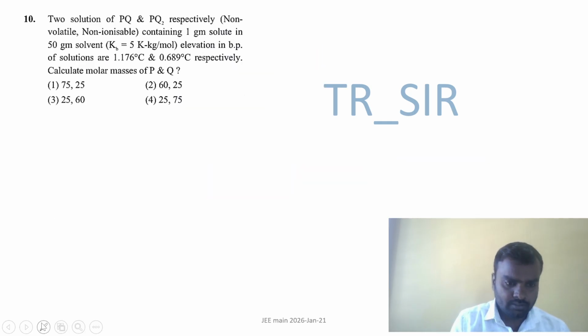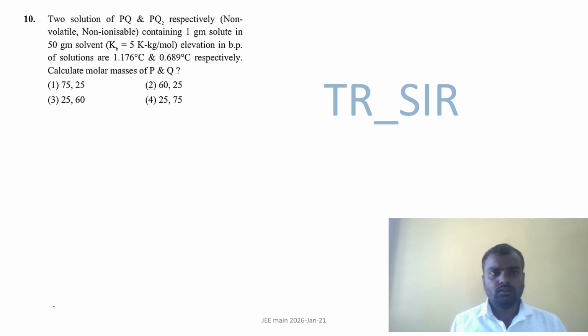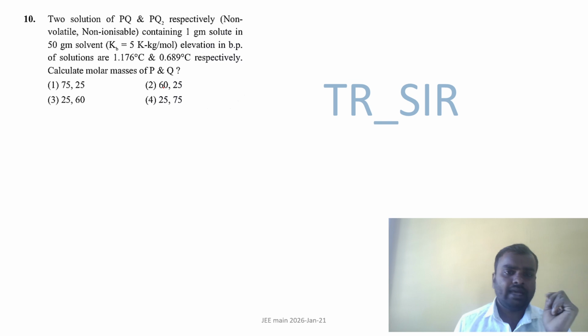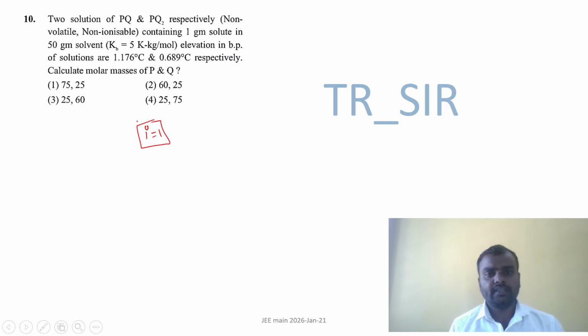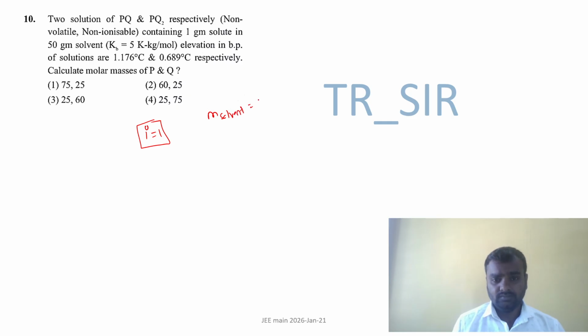Now we have question number 10. Here we have two solutions of PQ and PQ2 respectively. They both are non-volatile and non-ionizable. That means i is equal to 1 for both of them, the van't Hoff factor is 1 for both of them. Containing 1 gram of solute in 50 gram of solvent. So mass of solvent, how much is given? 50 gram.